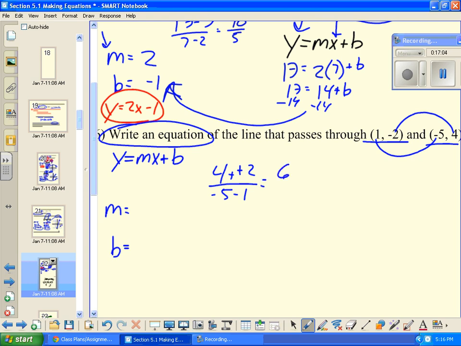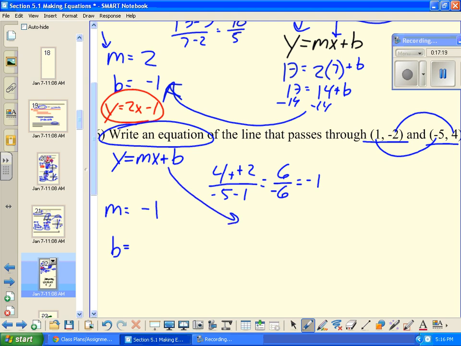On the top, I'm going to get 6. On the bottom, I'll get -6. 6 divided by -6 gives me just -1. So there. Now at least I've got the slope. Got a slope of -1. What can I do now? Okay, we'll bring this back here.